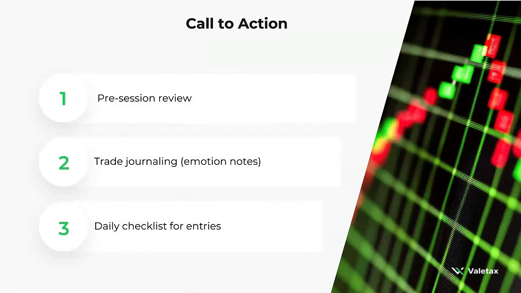You could create an Excel sheet for yourself to help you journal as well. Then have a daily checklist for entries. What are the things that you need to see before you take a trade? You need to also have that.